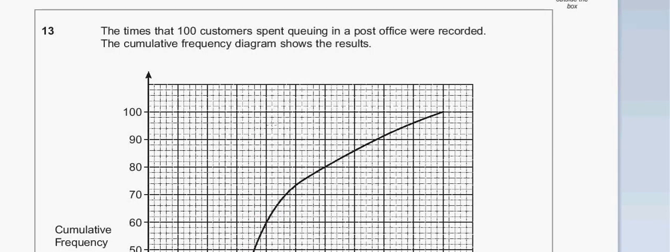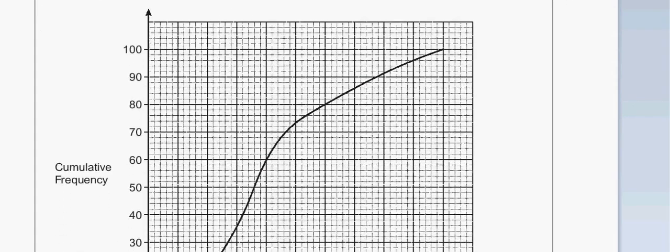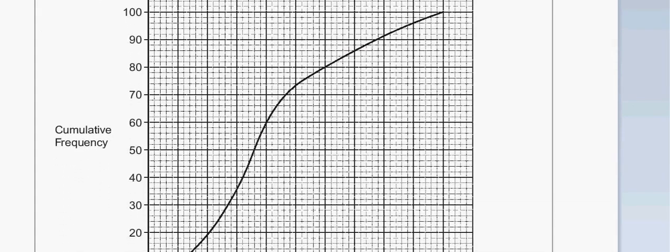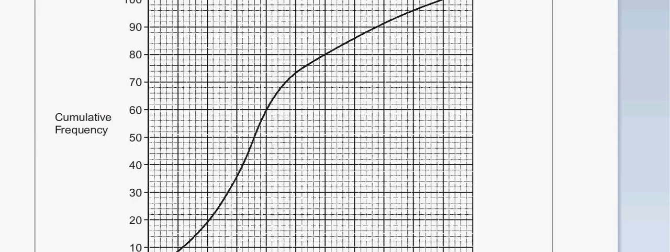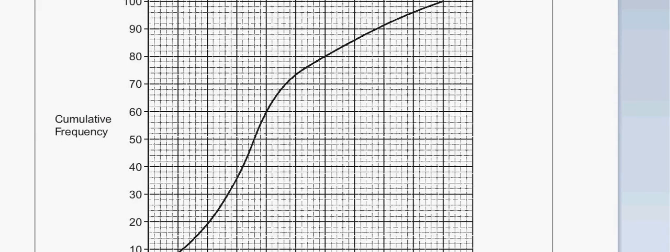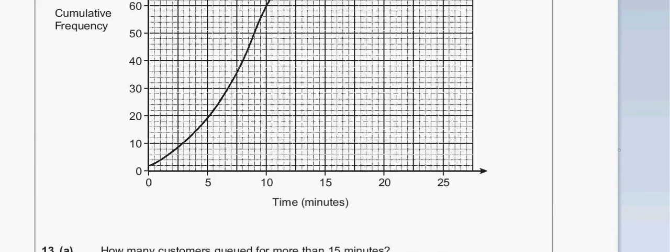Okay, number 13. We're getting there. The times that 100 customers spent queuing in a post office were recorded. The cumulative frequency diagram shows the results. So here we have the cumulative frequency diagram, and we've got our results here.